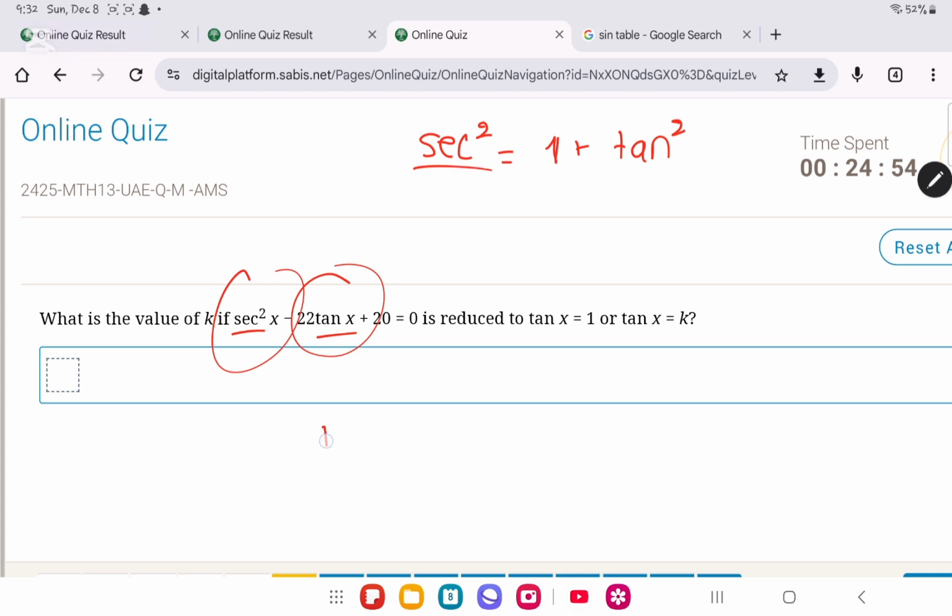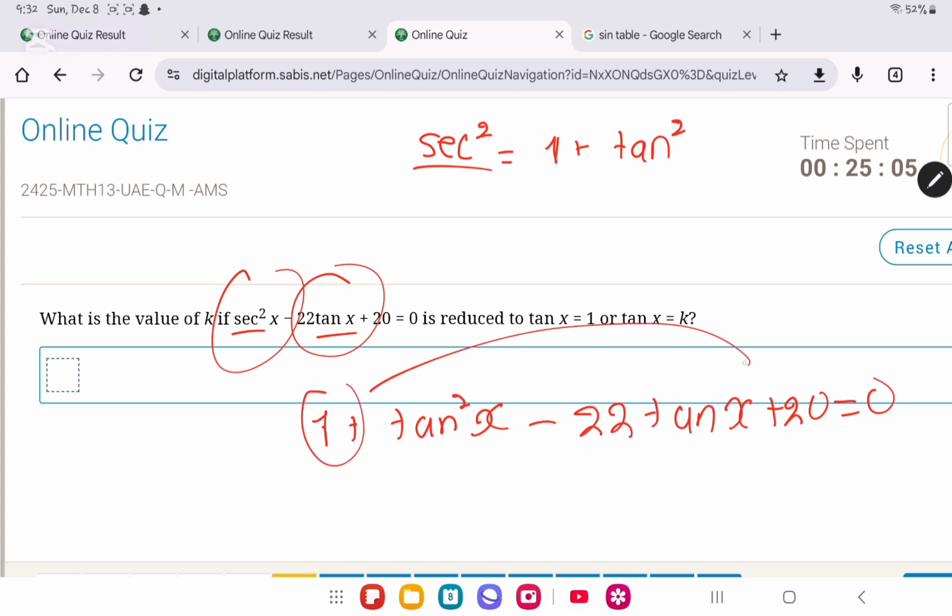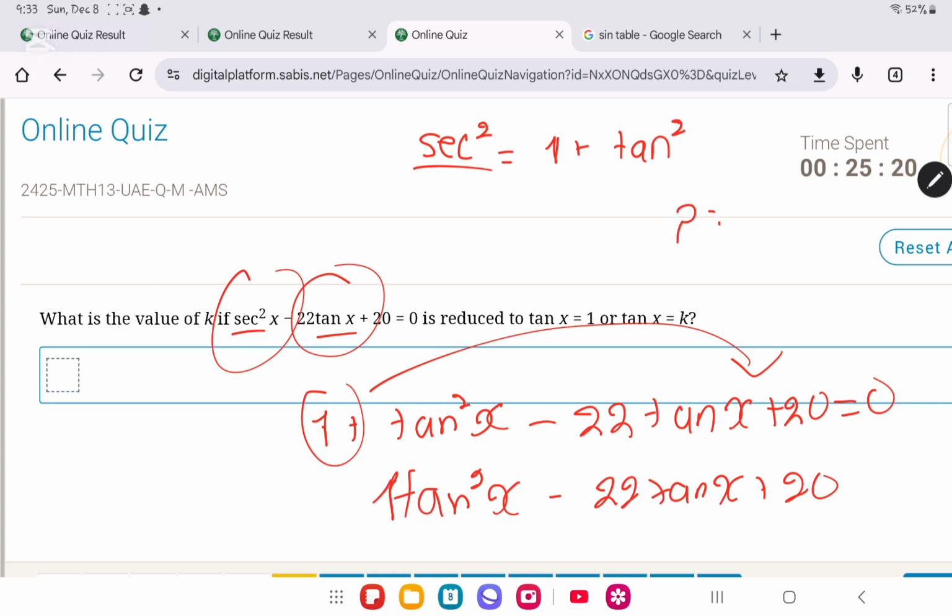So then it's gonna be 1 plus tangent squared x minus 22 tangent of x plus 20 is equal to 0. Then if you bring the 1 over here, it's gonna be tangent squared x minus 22 tangent x plus 20. Now what do we do? We solve it like product sum. So this next to it is 1. The product in this case is gonna be not 20, sorry, it is 21.